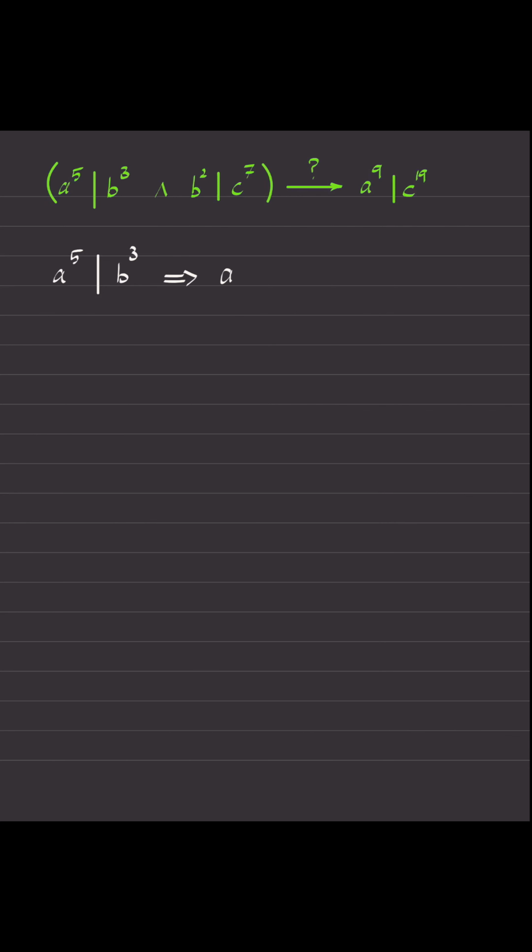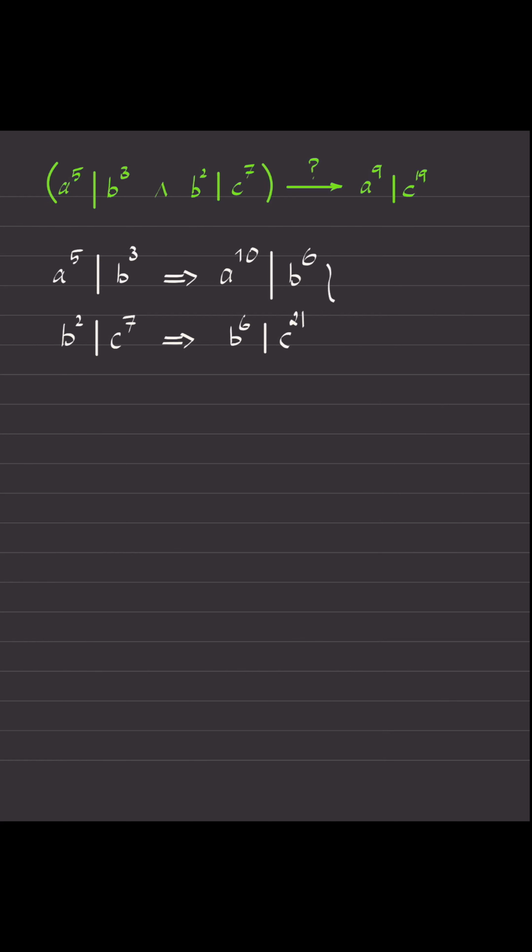So the first thing that I will do is raise both sides to the power 2. The important thing is that you understand this is possible based on the theorem that I presented in lecture number 2. So this becomes a to the power 10 divides b to the power 6. And from the second one, b to the power 2 divides c to the power 7, I raise both sides to the power 3 this time. So this becomes b to the power 6, and the right hand side becomes c to the power 21.